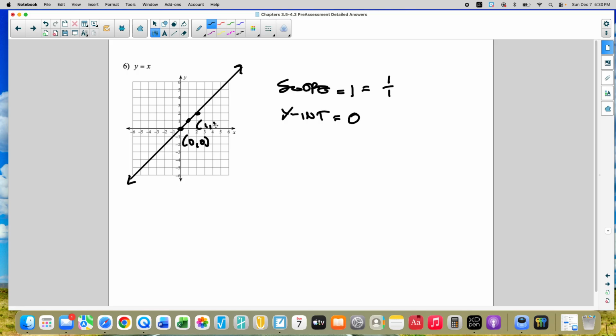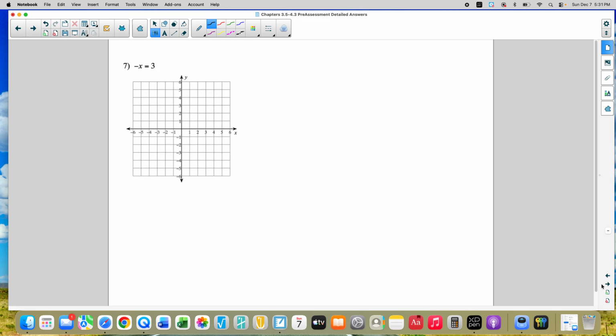That's going to be 1, 1. This is going to be 2, 2. And we're done. All right, now this is not in an equation. First of all, there's only one variable, so that should be interesting. But I want to get it. I'll solve for x. I'm going to multiply by -1. That'll get my x to be positive.